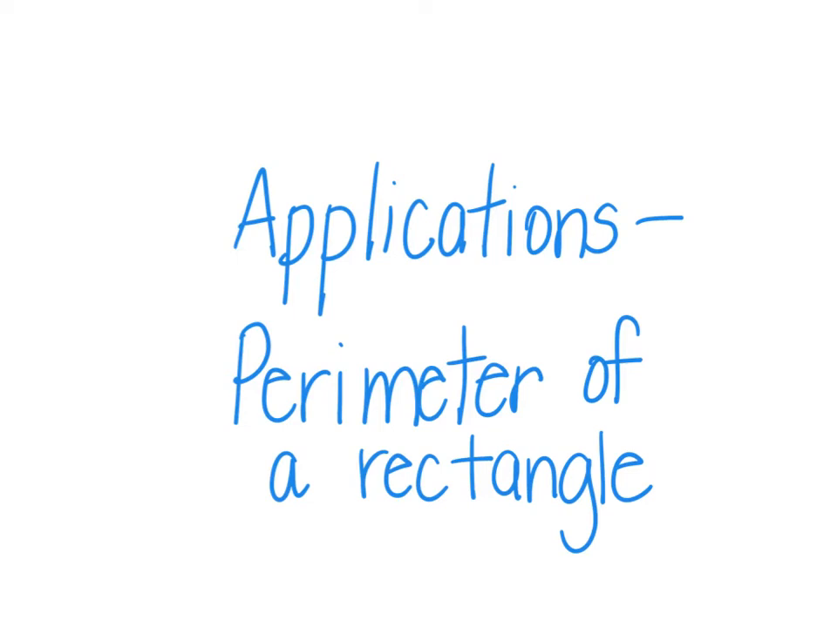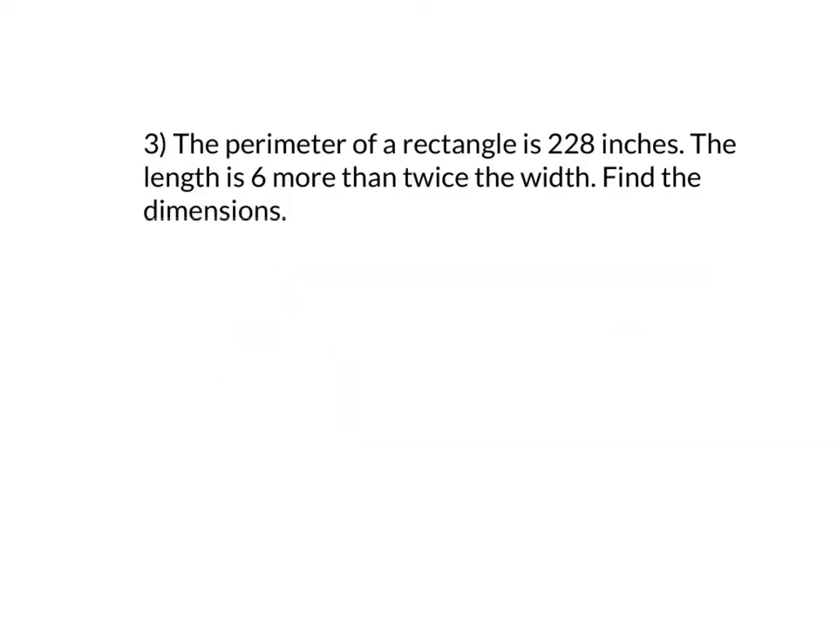In this video, we are going to look at a couple examples of application problems that involve the perimeter of a rectangle. So remember, when you're working with perimeter, you're basically just adding up all the sides of whatever shape you're working with. In this case, we're going to be looking at the sides of a rectangle.